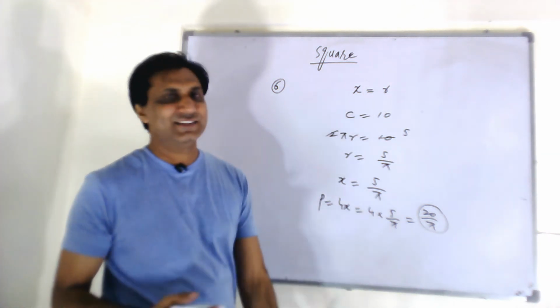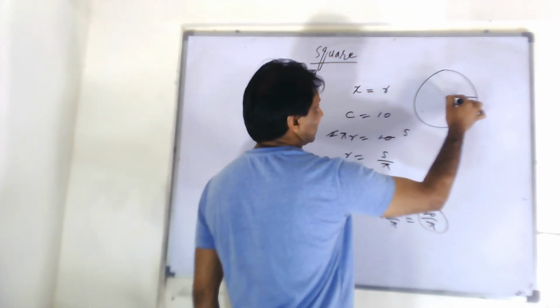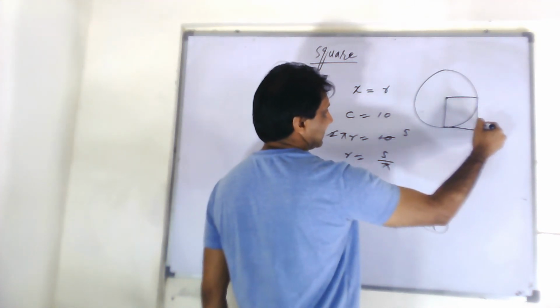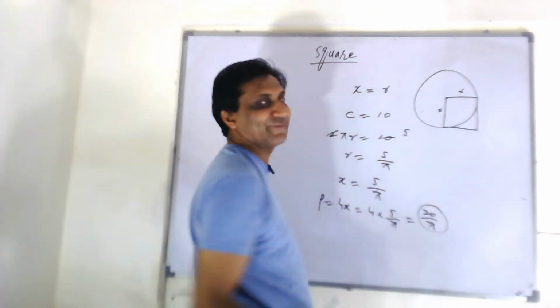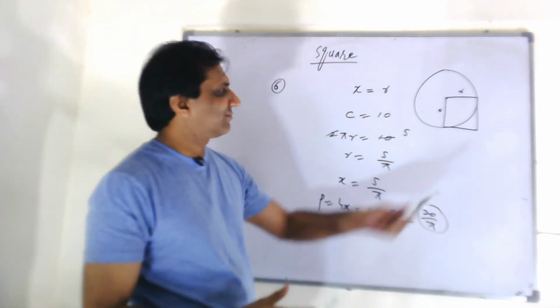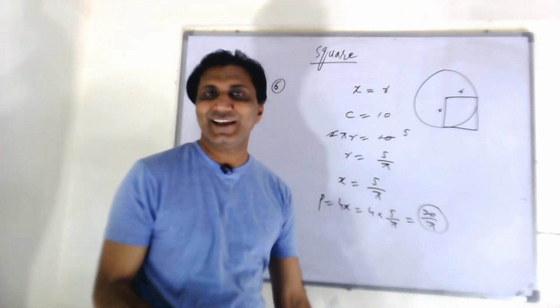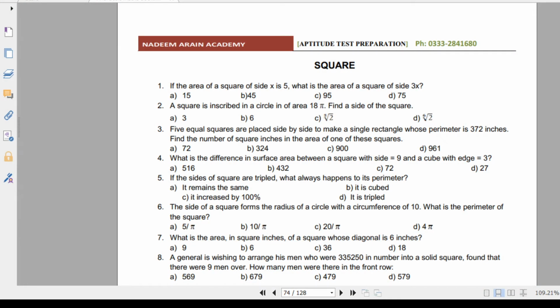If you want to visualize this question, it will be like this. This is the radius of the circle. This is also the side of the square, so it's like this. So the radius and x are the same. It's just for visualization, otherwise you don't need this figure to solve the question. Okay. And the answer to question number 6 is 20 over pi, that's C. Okay. Question number 7.